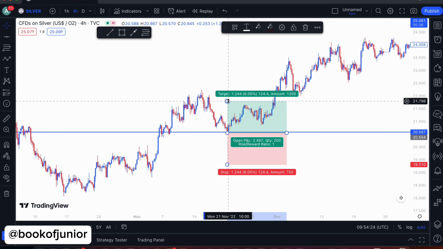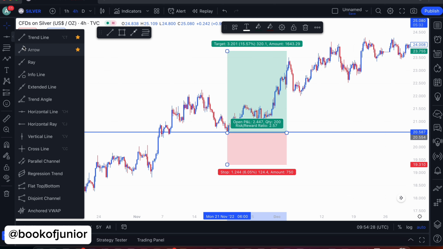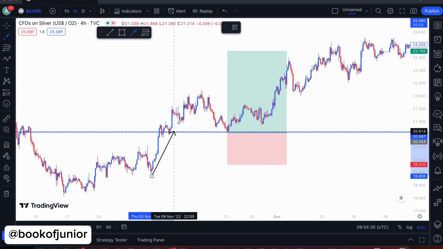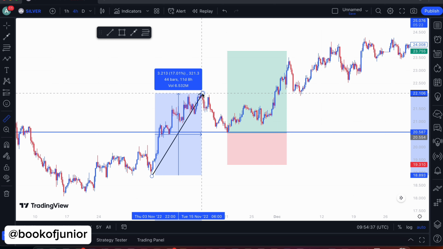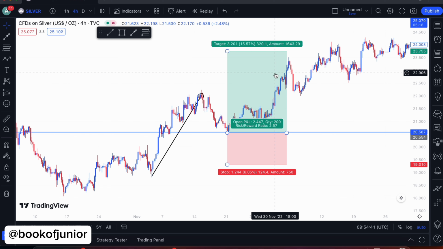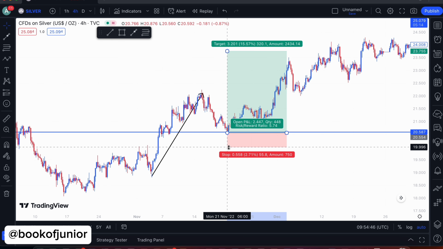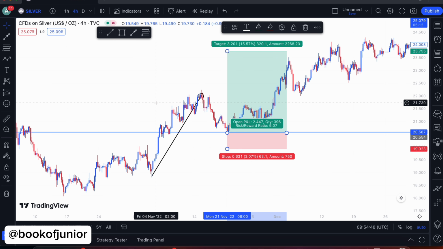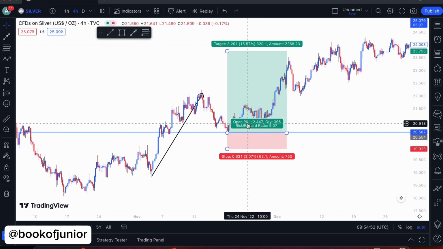You measure out the impulsive move between this level, and then we are going to measure this. How many pips is this? This is 321 pips. So it's the same thing here. Then for the stop loss, we risk just a small portion. Me, I like to risk 50 pips, if my target is over 300 pips. So this is how you take your trade, guys. You take your trade when price comes back to the retracement.